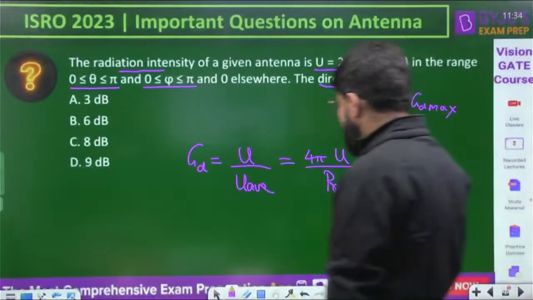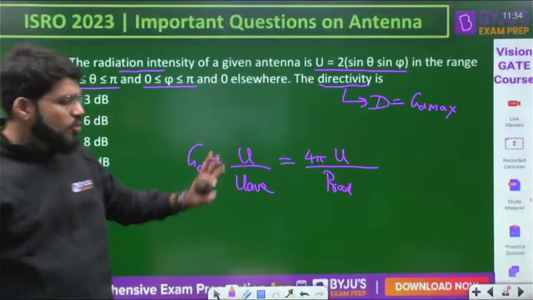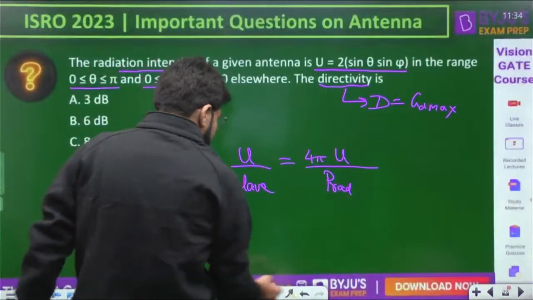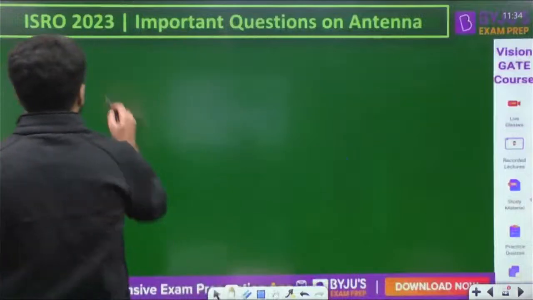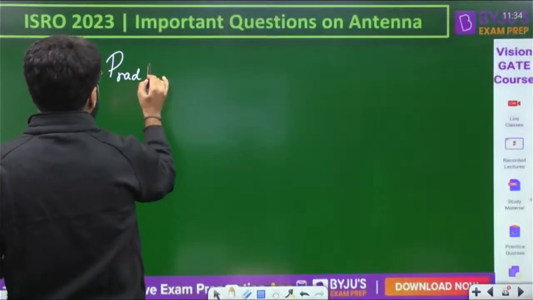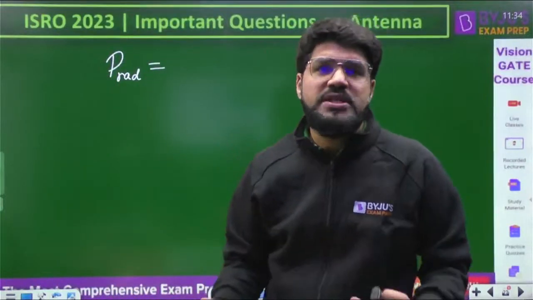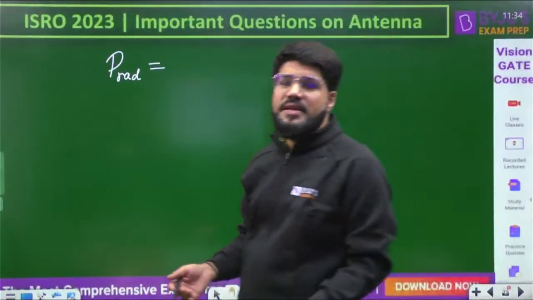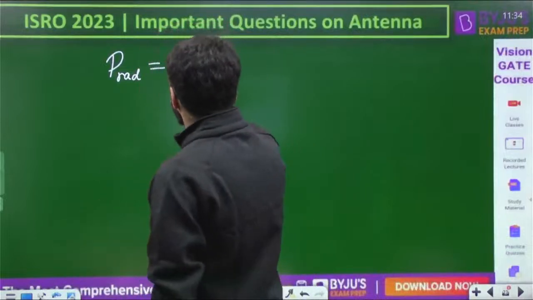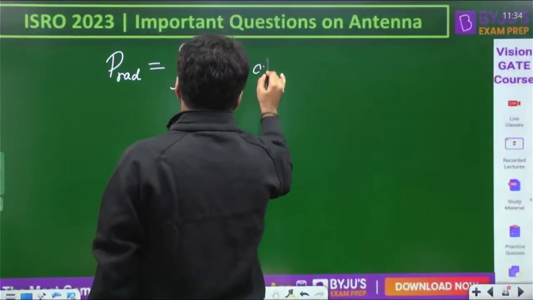Now U is given to me, but P rad is not given to me. So here the major focus will be finding the radiated power. So let us calculate that radiated power. How do you calculate the power associated with any wave? It is the surface integral of the pointing vector. It is basically given by P average dot ds.